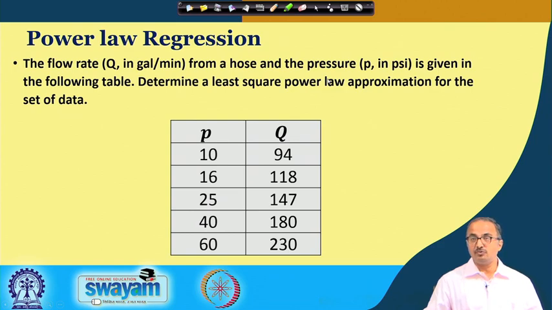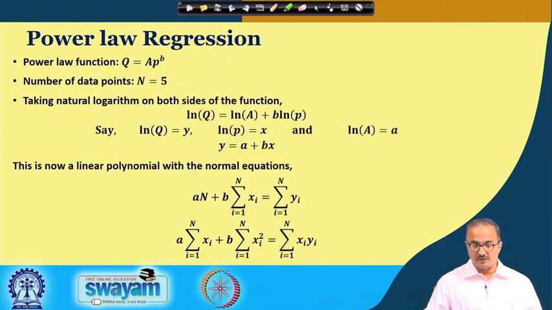So, how do we express this power law approximation? Let us see that we put Q, that is the flow rate, as a function of P: Q equal to A times P to the power B, and here we have N equal to 5. Now, to put this in terms of least squares so that we can solve it in a linear fashion, we take the natural logarithm of the whole thing on both sides. So, here we find that ln Q equals ln A plus B times ln P.